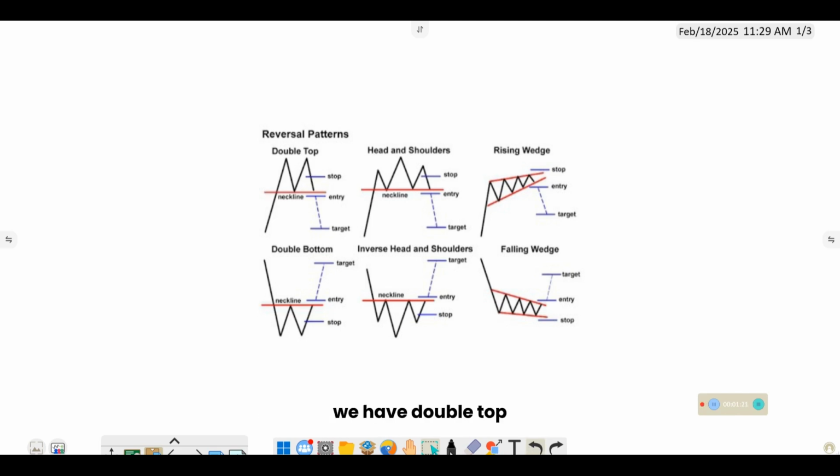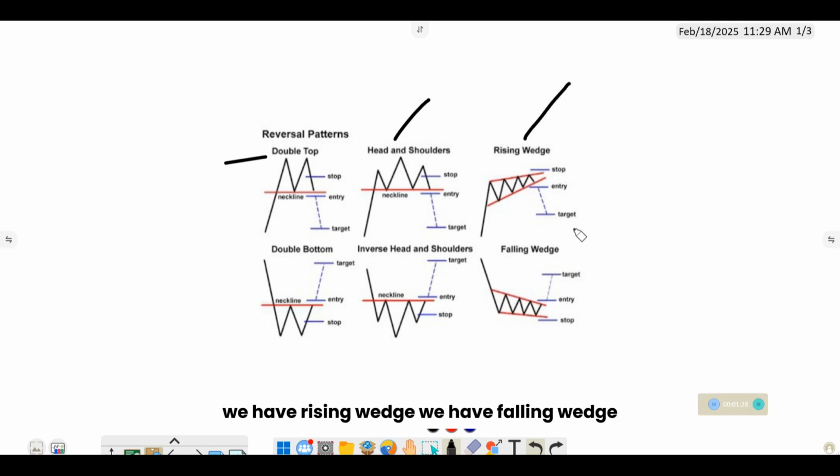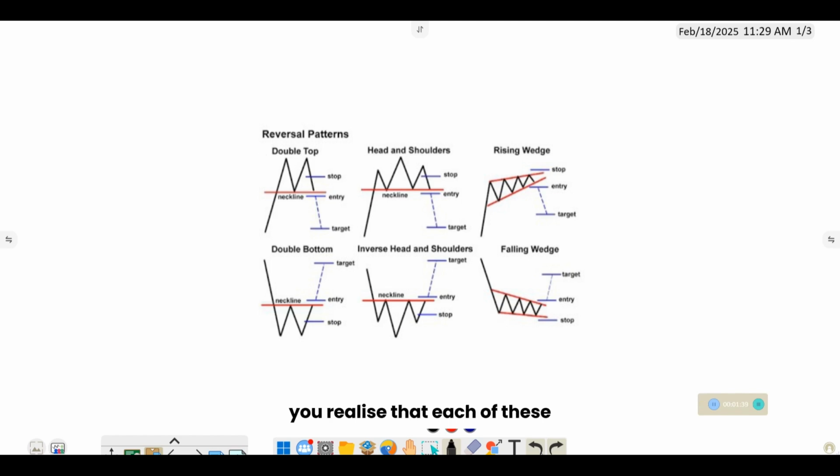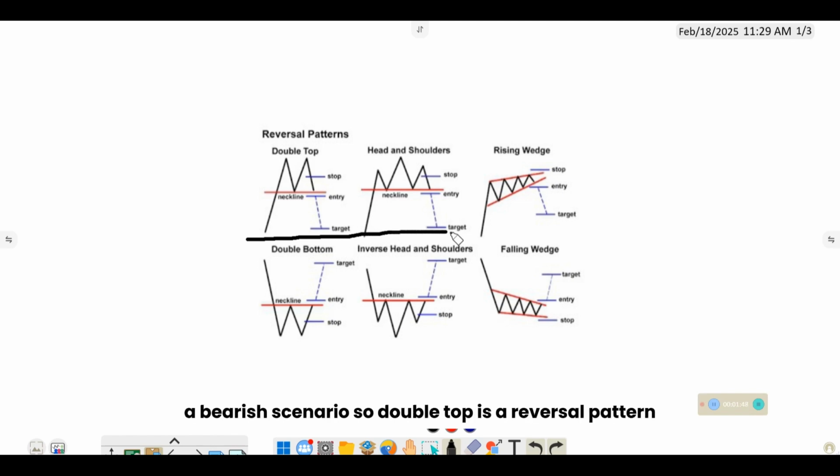For reversal patterns, we have double top, head and shoulders, rising wedge, falling wedge, inverse head and shoulder, and double bottom. Now, if you take note, you realize that each of these patterns is divided into two distinct types, one for a bullish scenario and one for a bearish scenario.